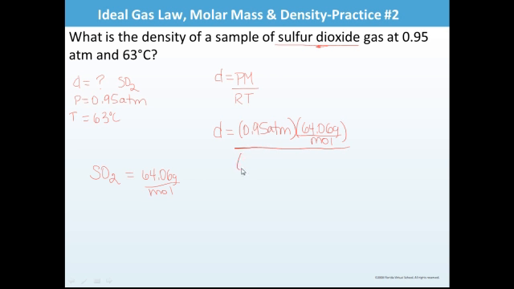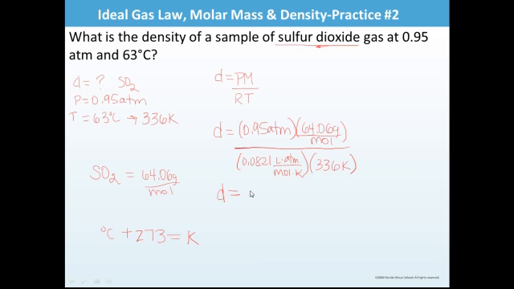I'm going to divide by R. It has the weirdest units of everything, I know. And we multiply that by the temperature. Remember, temperature must always be in Kelvin. We have to convert 63 degrees Celsius to Kelvin. We're going to add 273. Remember, Celsius plus 273 equals your temperature in Kelvin, and that should equal 336 Kelvin.